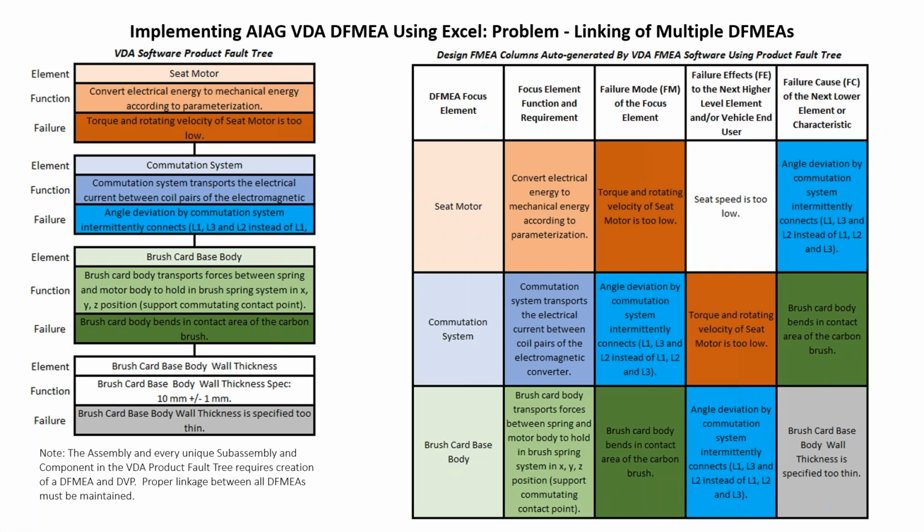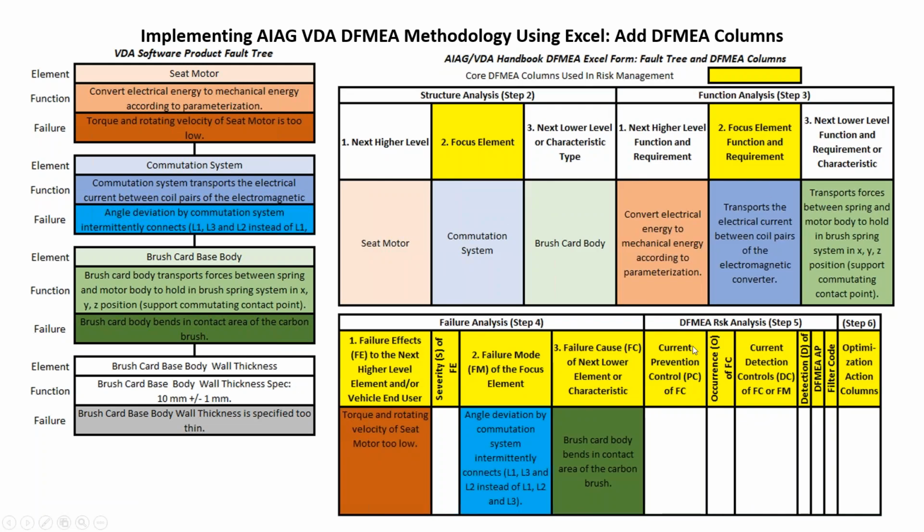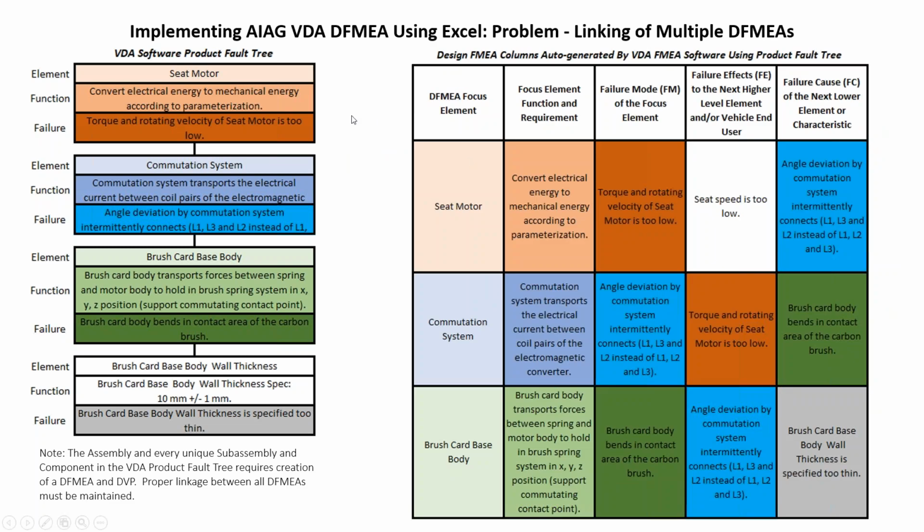Let's talk about what the problems are when I try to use Excel. Let's assume I create this Excel spreadsheet, make all the forms from the end of the book. What happens when I go to use it? Well, the first thing is you've got to link all these FMEAs. This seat motor, this commutation system, this brush card body, they are all individual design FMEAs. In every place where you see the color the same, like in this case, you've got 3 Excel spreadsheets you've got to keep linked.